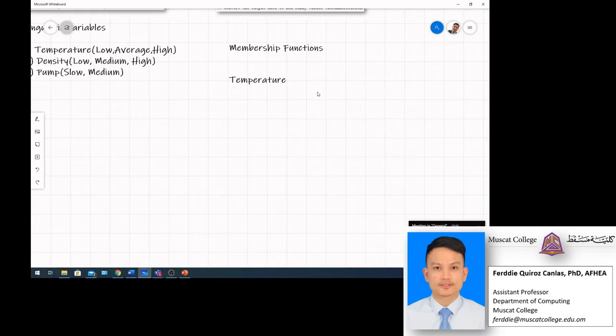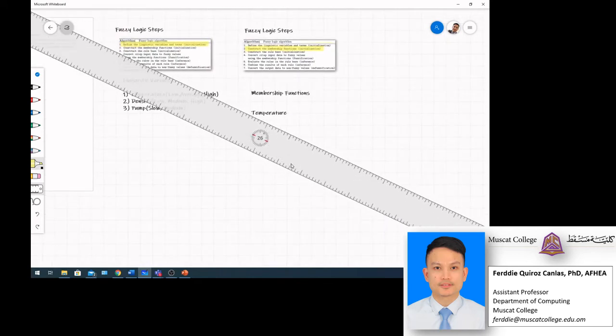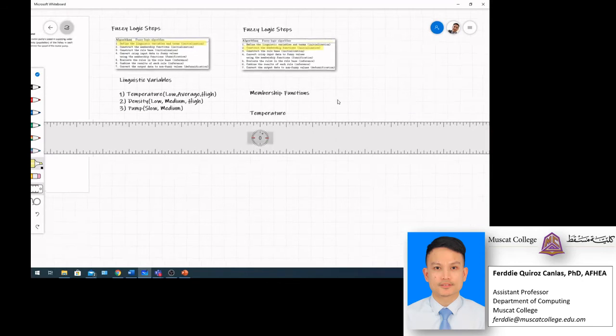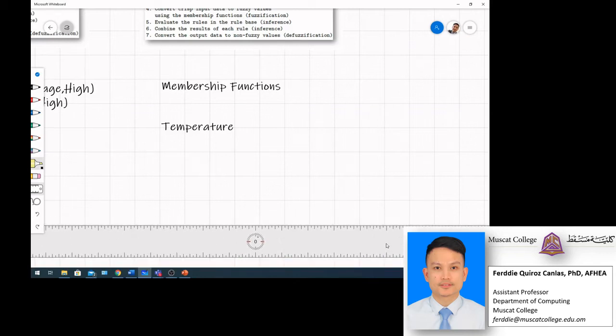If you will notice, I changed my whiteboard from the typical white background to a grid background, so that we could draw some graphs here. So let me use the ruler. Let me just rotate this to zero. Let me again do this one. So since we're going to make it 0 to 50, we have to make it blocks. 1, 2, 3, 4, 5, 6, 7, 8, 9, 10. 10 blocks, right? You have to make it 10 blocks. So you have to remember, normally when I draw the membership functions, let me just give you a technique so that you will know how to draw it properly.